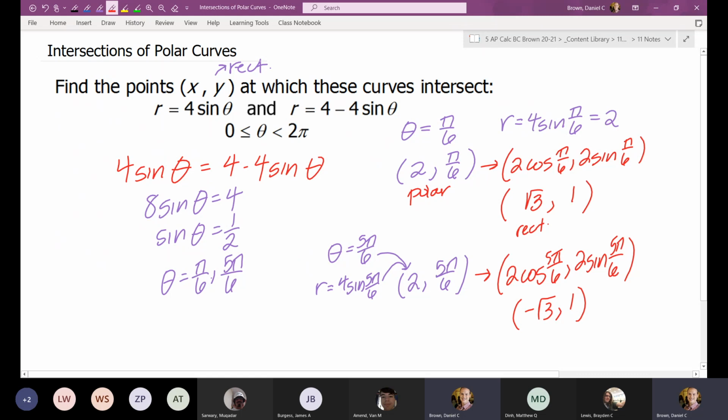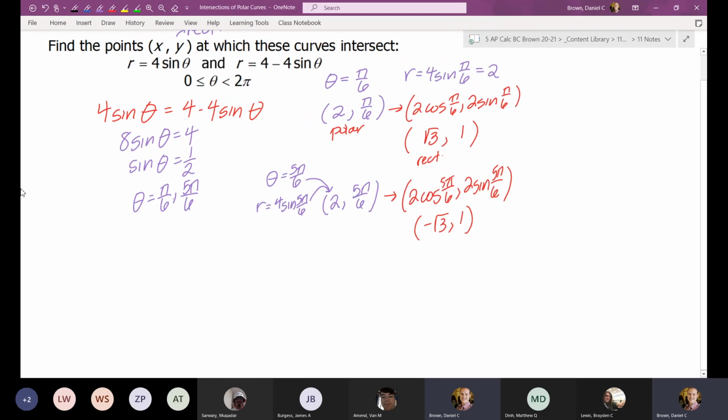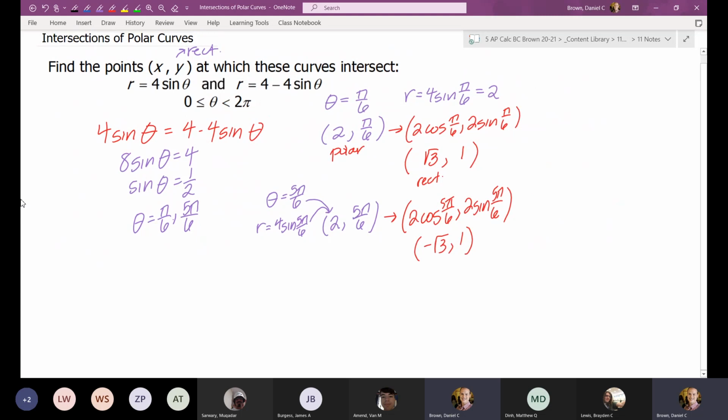I do want to say some other ways you could have done this one. So this is something that we could easily do by hand. Some students do like having a visual or a way to test or check their answer. And one neat fact with polar graphs and polar coordinates. So when I have these two equations, I'm going to write it up here to the side. When I say r is equal to 4 sine of theta and r is equal to 4 minus 4 sine of theta, that's a set of polar coordinates.